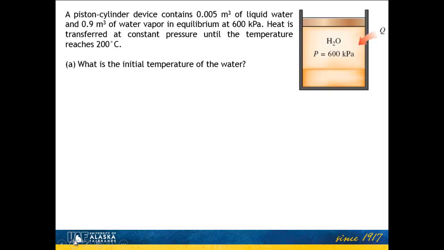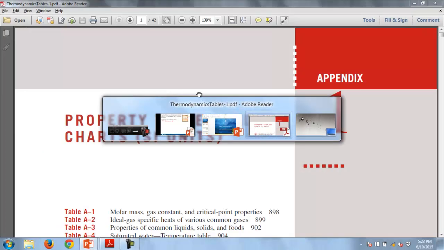The first part says, what is the initial temperature of the water? I'm given what the pressure is. Initially, it's 600 kilopascals. That's one intensive variable. And since I've got a mixture, temperature and pressure are not independent. They are dependent variables. So I know what the temperature is. It's the saturation temperature. T is equal to T sat at 600 kilopascals. So I can get that value from the property tables. So let's go to the property tables.